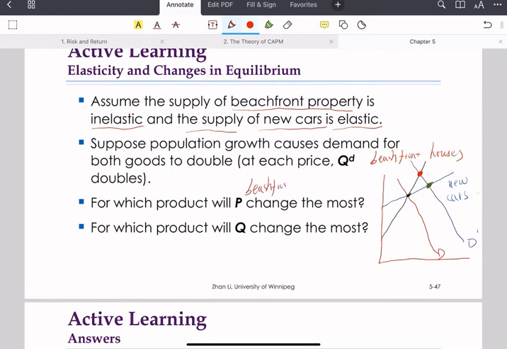For beachfront, price change will be the most. What about quantity? Well, you can see that the quantity change is actually larger for the new car market, for this green dot. So the answer is for quantity, the new car will actually change more.